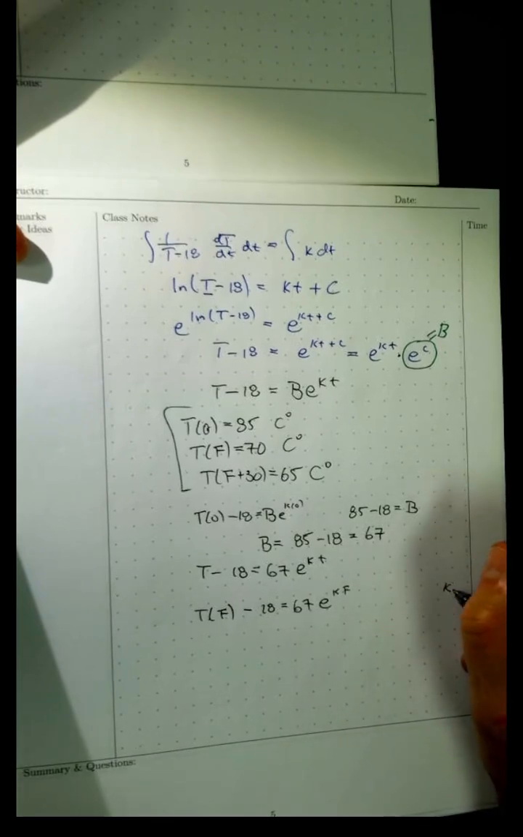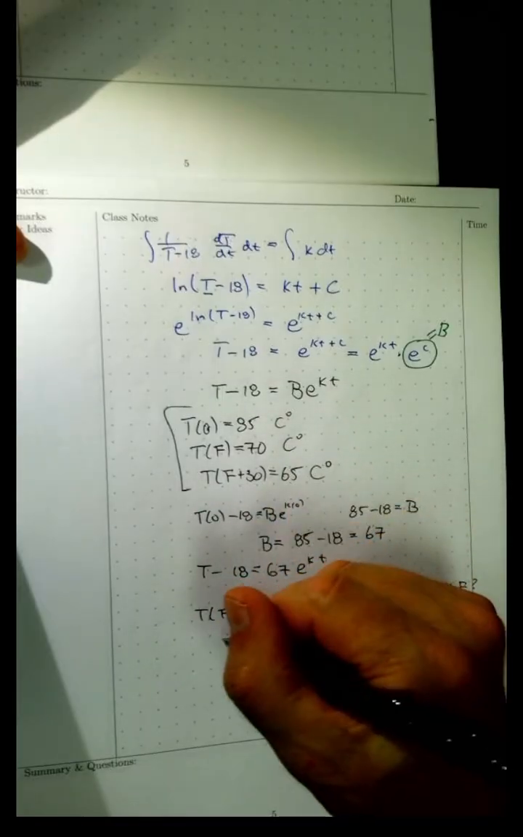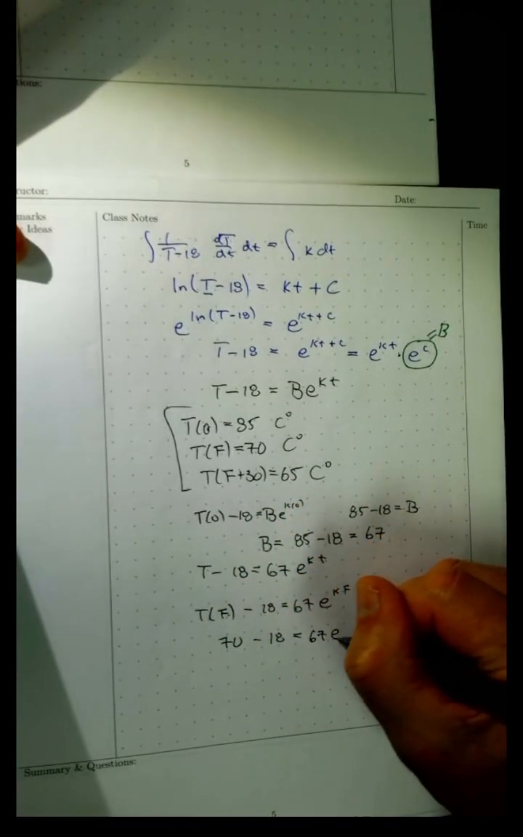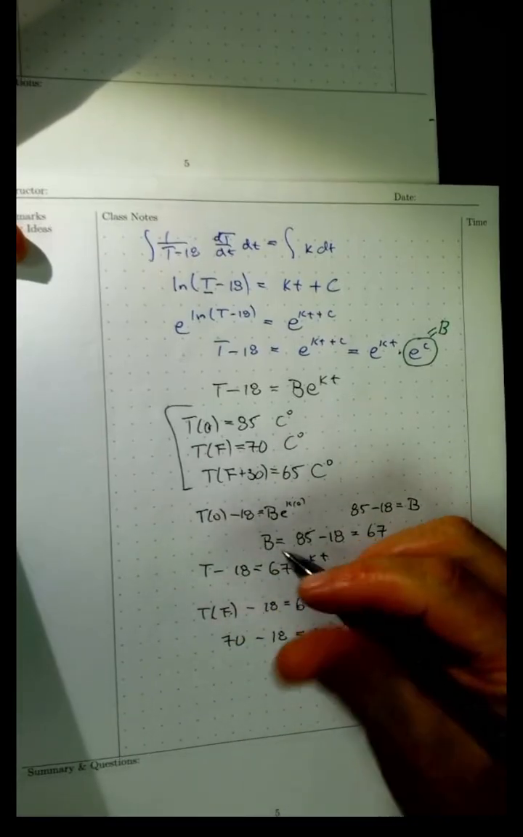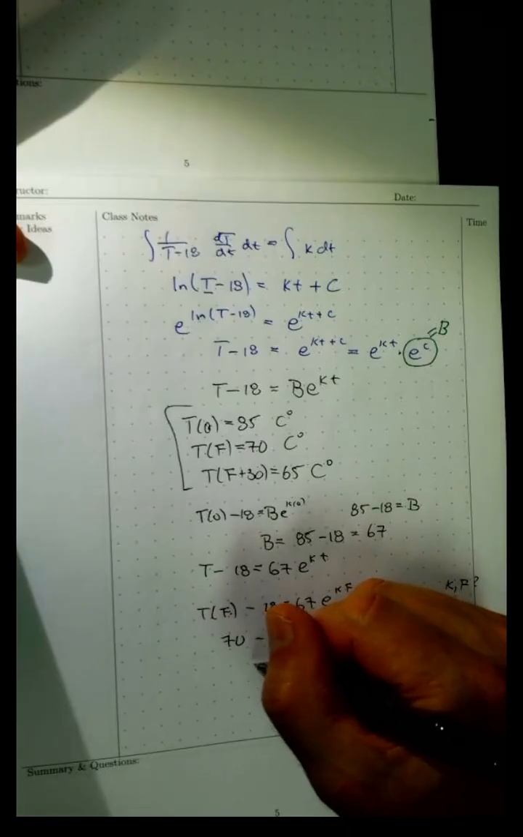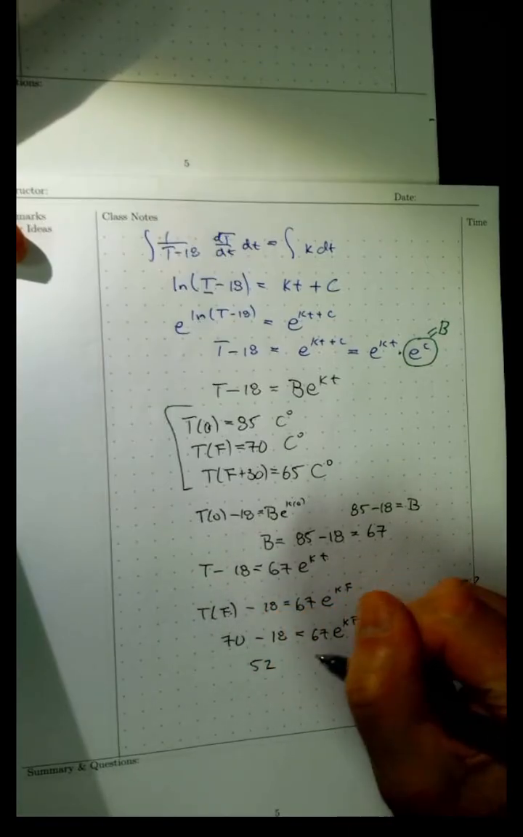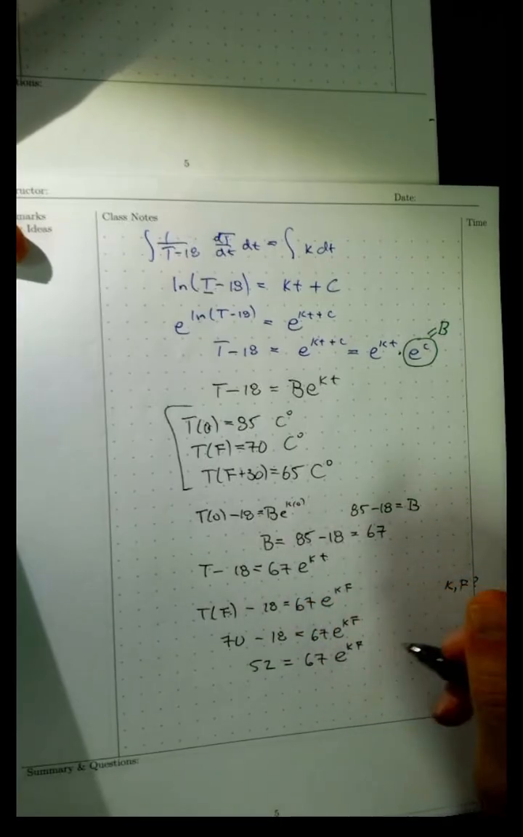Again, I don't know k and I don't know f. But I do know that when t is f, I'm going to have 70 minus 18. So what that's going to be is, what, 52? Is that correct? Yeah. So that's 52 equals 67 e to the kf.